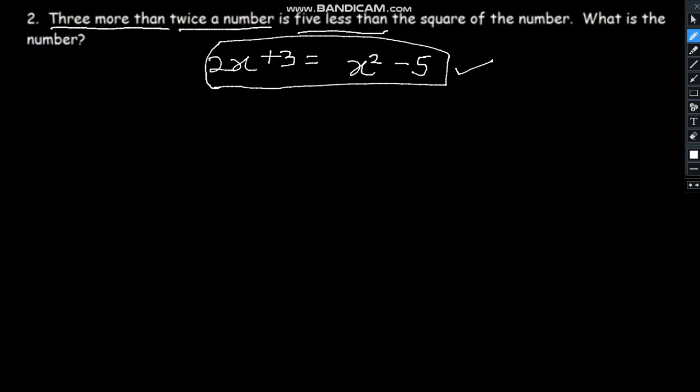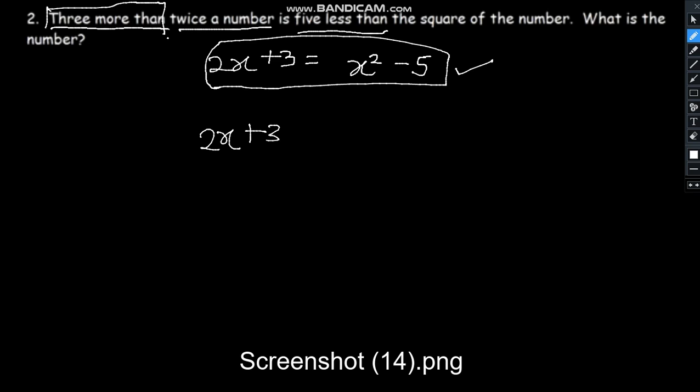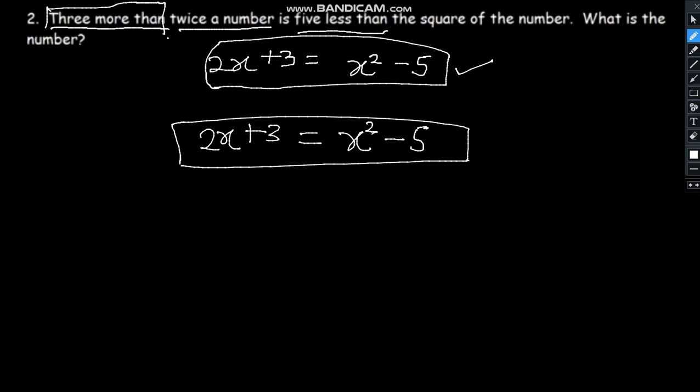So let me take it again. 3 more than, I write my plus 3. It's more than what? Twice a number, so 2x, which is 2 times x, right? It's 5 less than, which means negative 5, the square of the number. So this is how it is written. Let's move on to the next question.